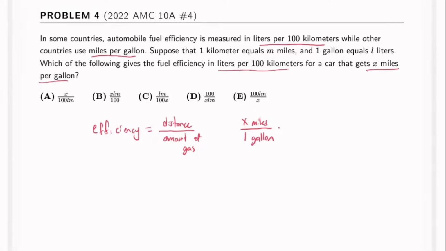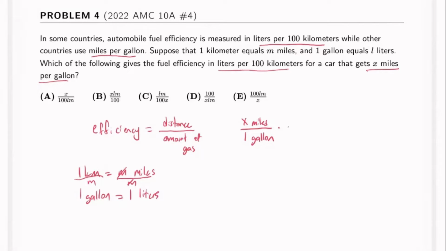So I'm going to multiply this by a unit fraction. When I say unit fraction, we just mean 1. We also know 1 kilometer is equal to m miles, and 1 gallon is equal to L liters. We want to replace miles with kilometers, so we can divide by m to cancel those. So the miles is going to be 1 kilometer over m.